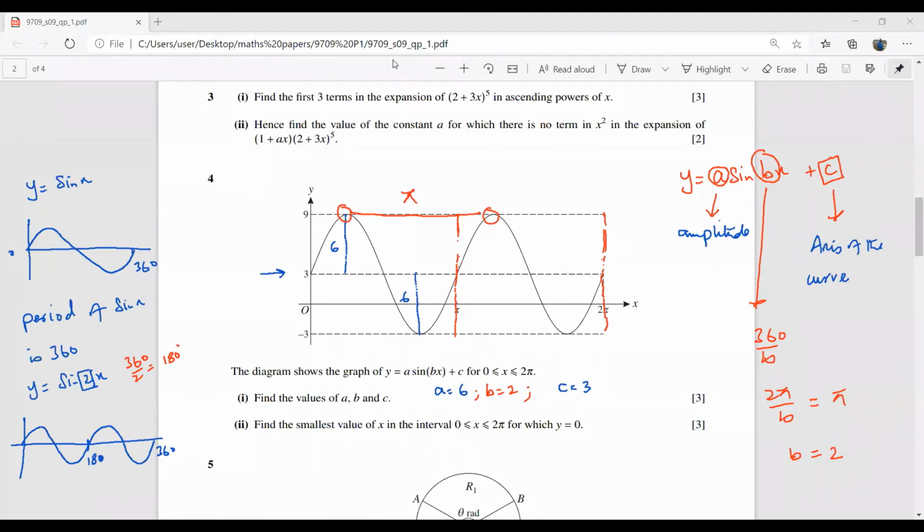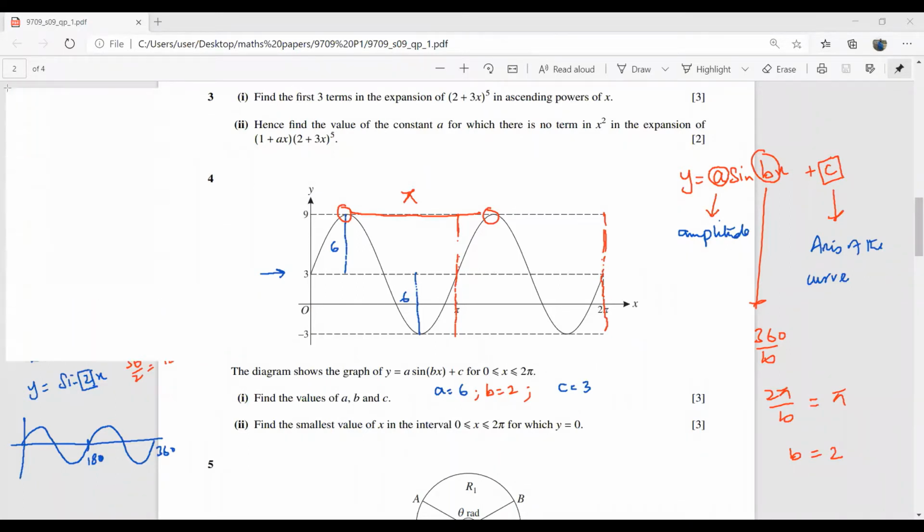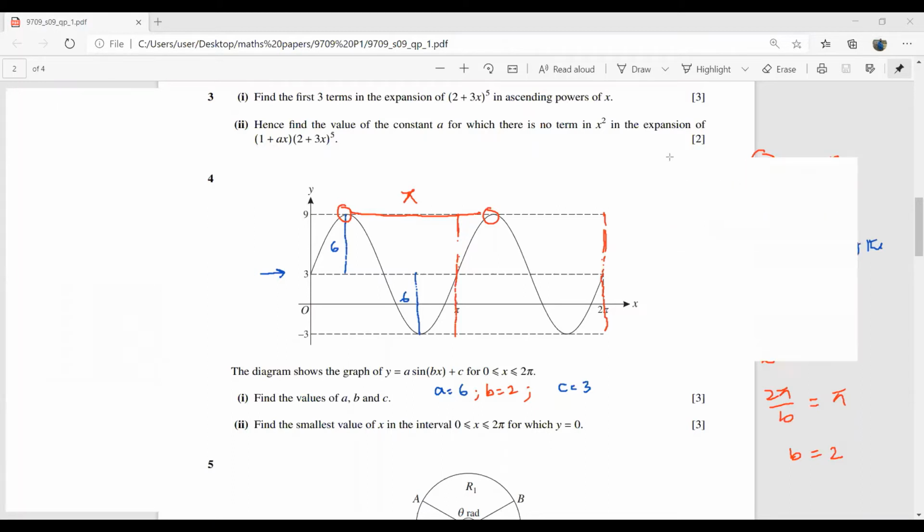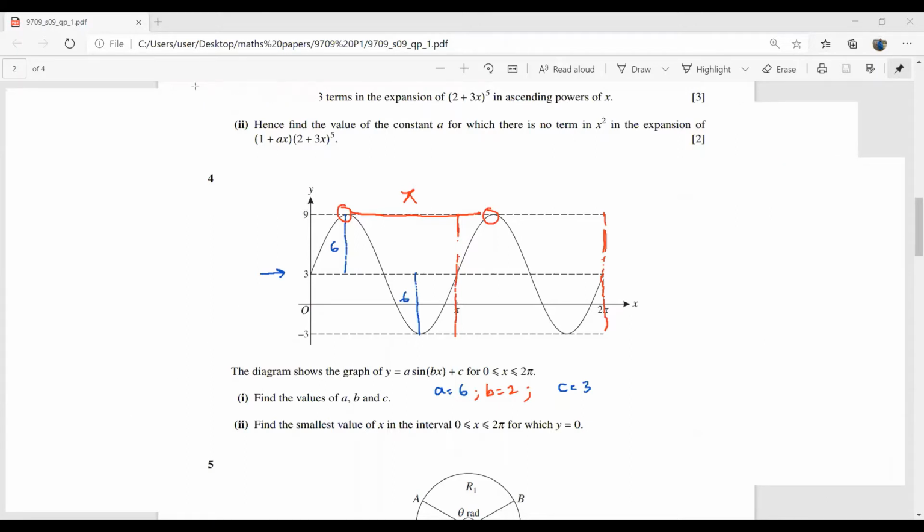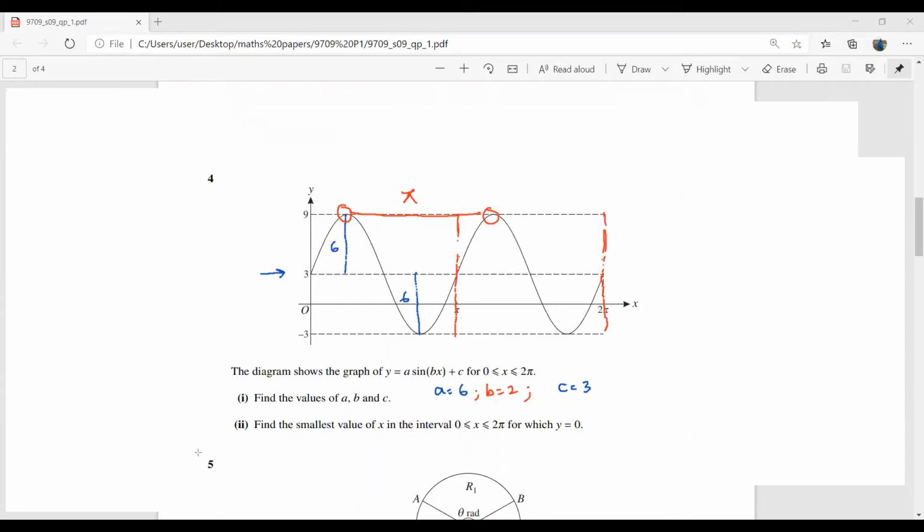Now let's look at this B part. I should make some space for the B part first, and then I'll solve it. I should cover this as well. Okay, guys, the B part. In this B part, we have to find the smallest value of x for which y is 0.